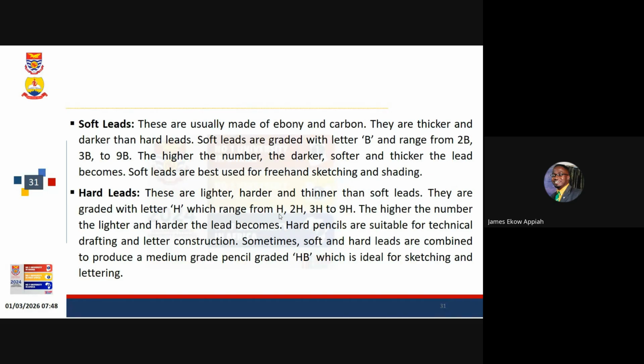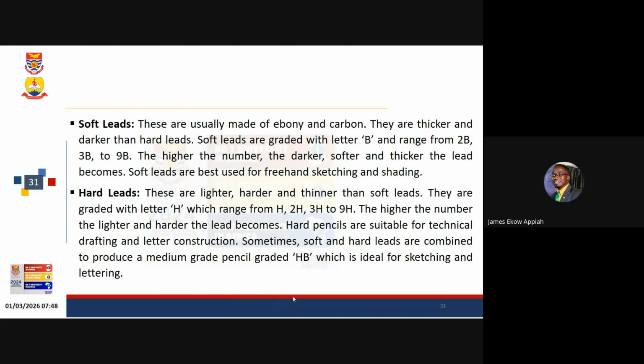Because of its characteristics of being lighter and harder, fine artists don't use that pencil, but rather prefer the B pencils because of their softness and darkness. But those who are into building drawing, technical drawing, normally use the H pencils for their outline, and after that, they use the B pencil to deepen it. So in most cases, they prefer the light H pencils to the B pencils.